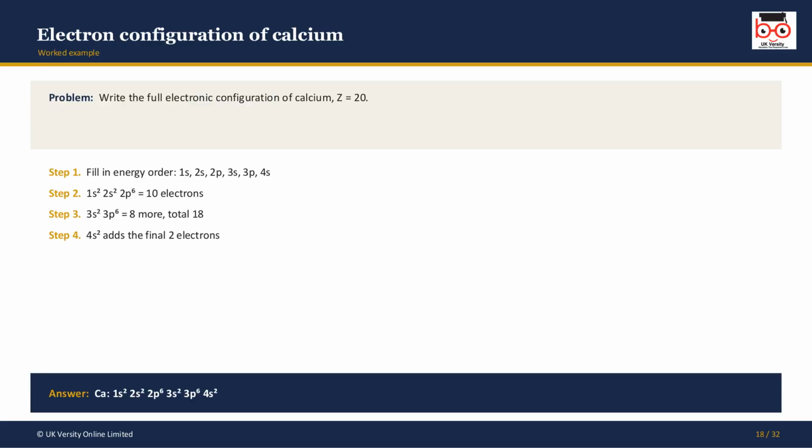Let's write the full electronic structure of calcium, which has 20 electrons. We fill in energy order 1s, 2s, 2p, 3s, 3p, then 4s. So 1s2, 2s2, 2p6 gives us 10 electrons, 3s2, 3p6 adds another 8, bringing us to 18. And the final 4s2 adds the last 2. So calcium is 1s2, 2s2, 2p6, 3s2, 3p6, 4s2.